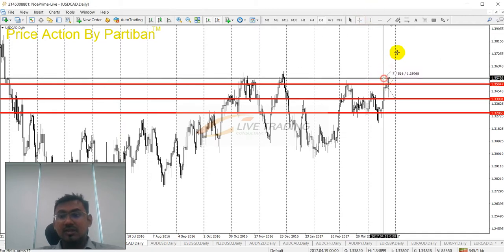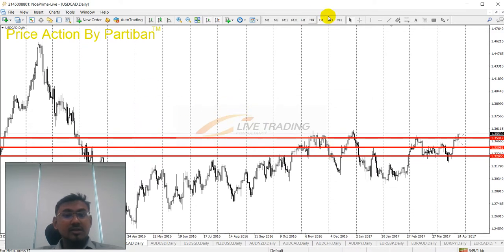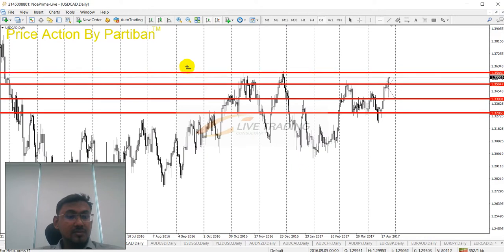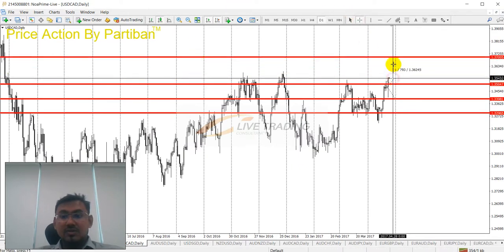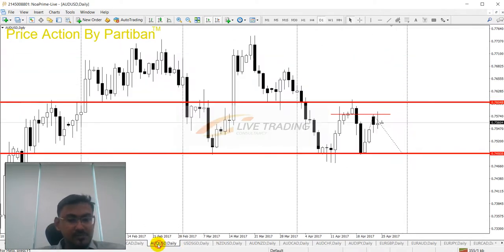This is a good sign. You can buy, and the next target, you can anticipate close to 150 pips. Okay. Australia USD, you can go short at this area, stop loss here, manage your trade well.